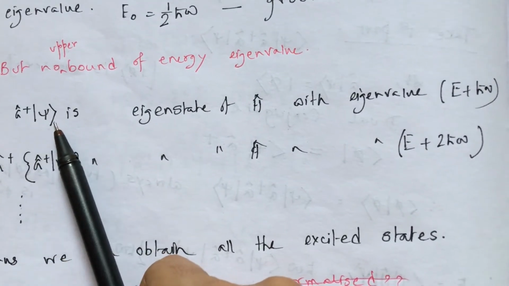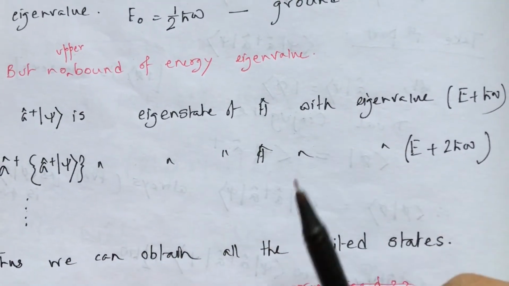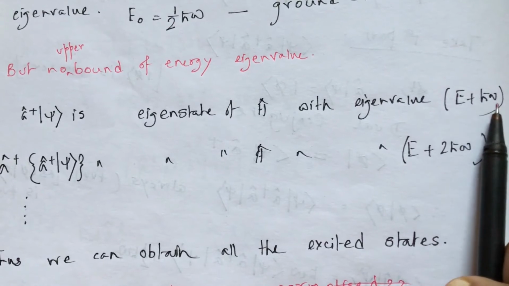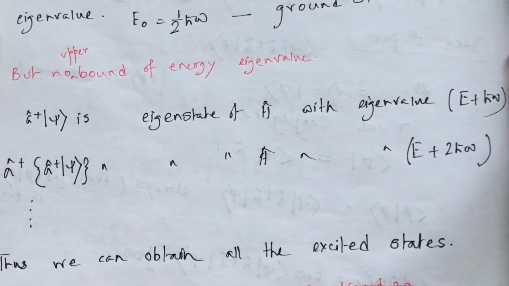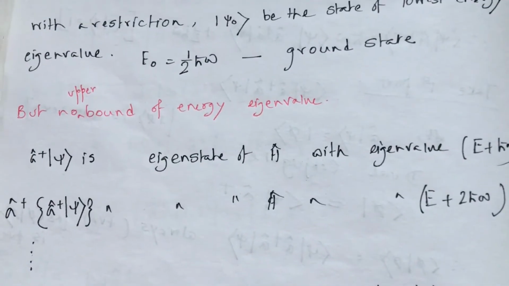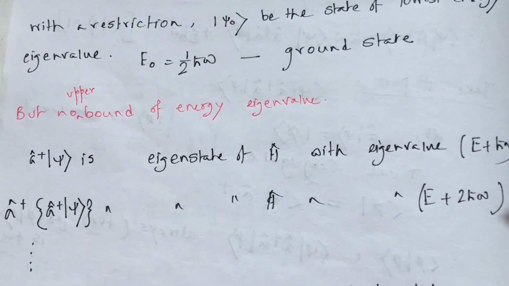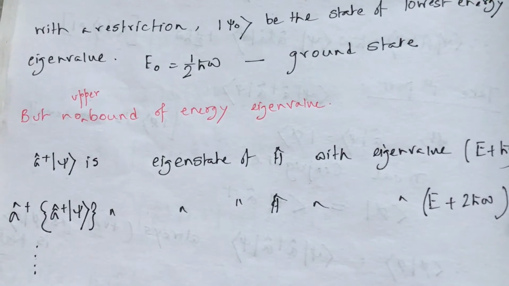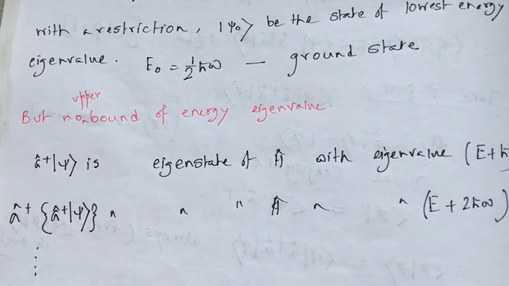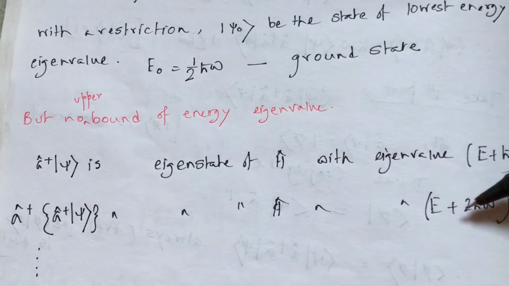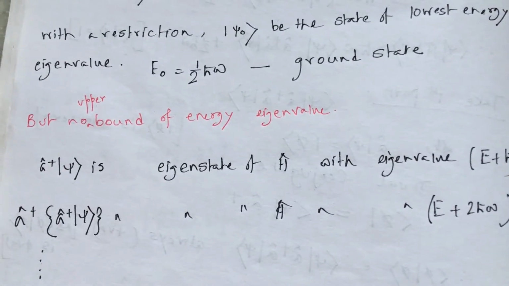Now the A dagger psi is an eigenstate of the Hamiltonian with eigenvalue E plus ħω, which I have already shown. And if I apply A dagger twice, I will get E plus 2ħω. And if I apply n times, I will get E plus nħω.